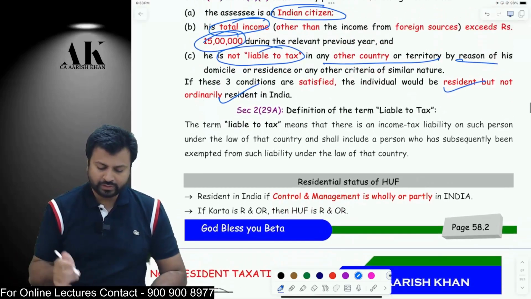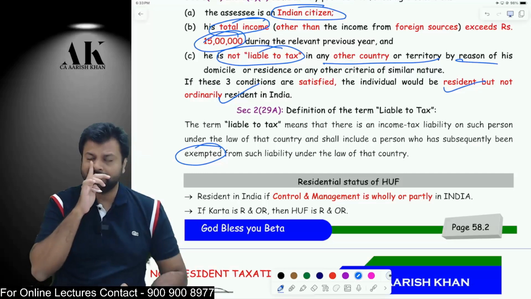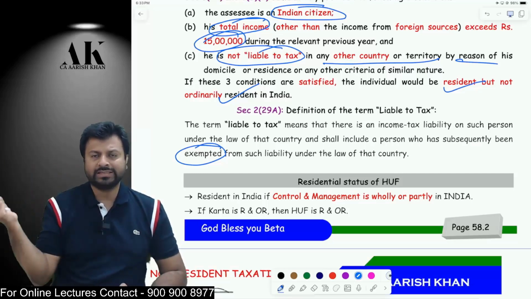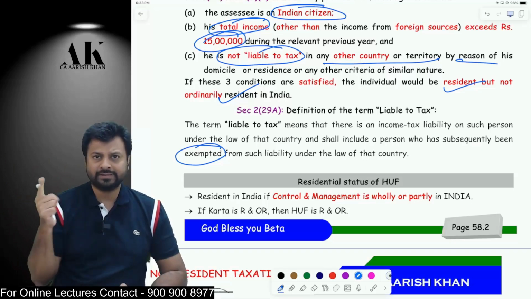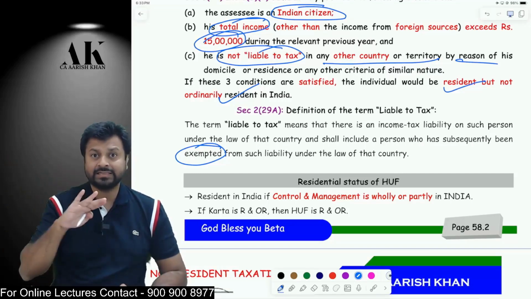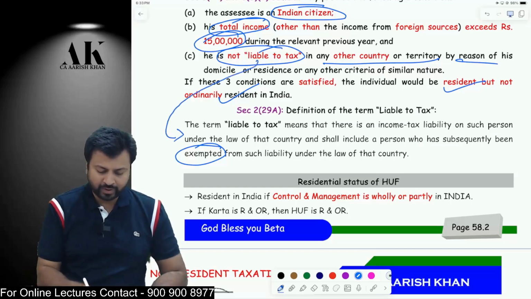That is also defined over here. Liable means there has to be a liability on you. But even if it is exempted under the foreign law, then also you will be called liable. There are two kinds of people who can be called liable. One is a person on whom there is a liability and he is paying the tax. Another is a person on whom there is a liability, but the law in that country has exempted tax. That person will also be called as what? Liable to tax.